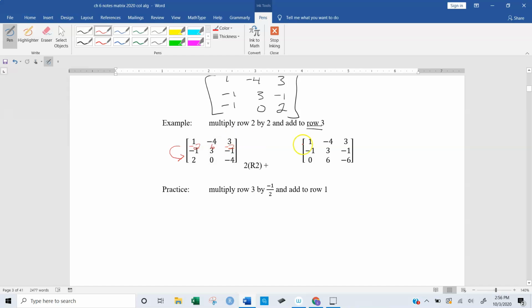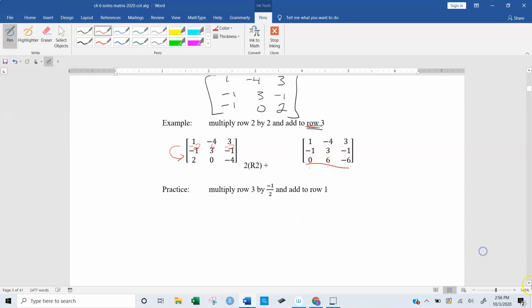So the 1, -4, 3 stays the same. The -1, 3, -1 stays the same. The only row that changes is the one I'm adding to, which is row 3. So row 3 now becomes -2 plus 2, which is 0. 6 plus 0, which is 6. -2 plus -4, which is -6. The only row that changed was row 3.